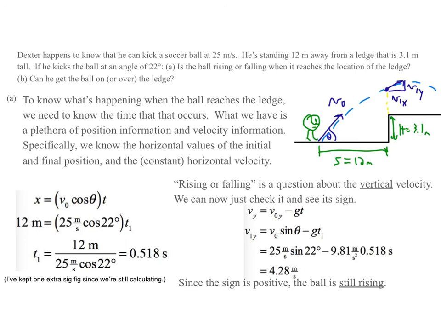So now we're asking about the vertical velocity, because a rising thing has a positive vertical velocity and a falling thing has a negative vertical velocity. But we can find the vertical velocity because we know that the vertical velocity at any time is the starting value minus gt. We put in the known velocities and angles and now the known time, and we find that v1y is 4.28 meters per second, so the ball is still rising.